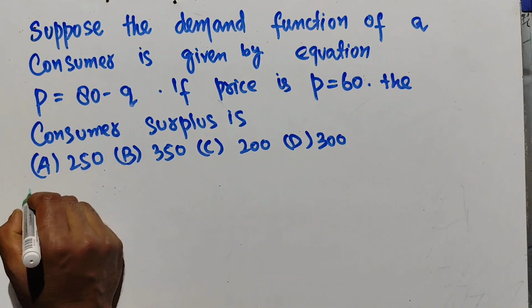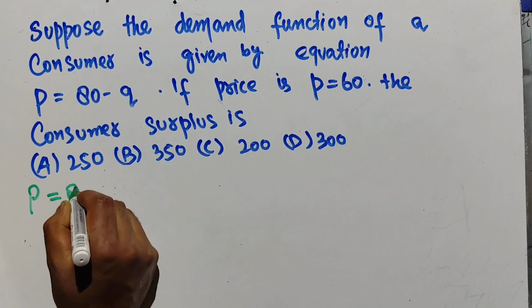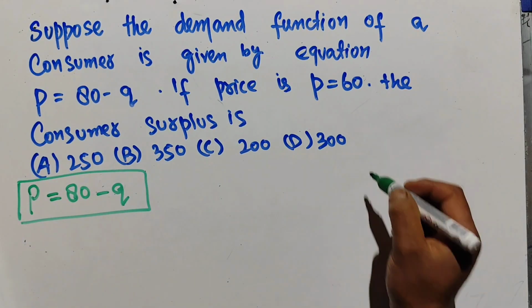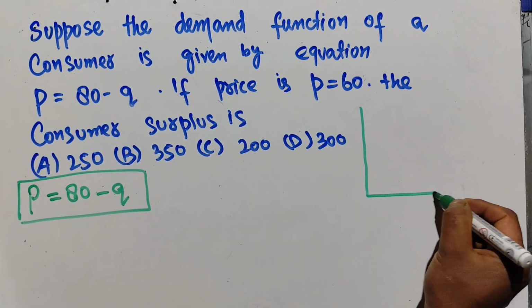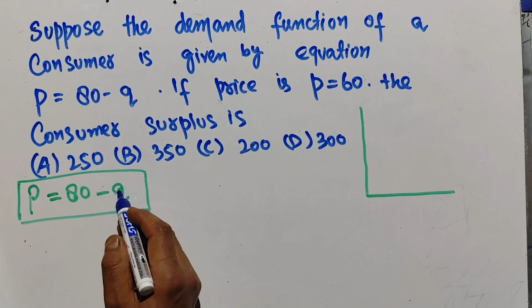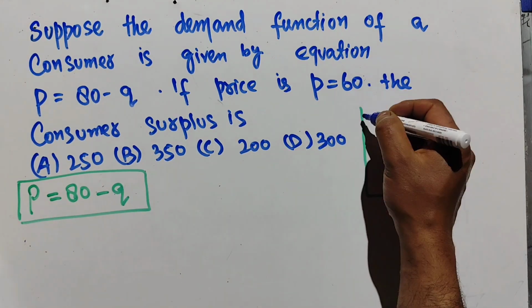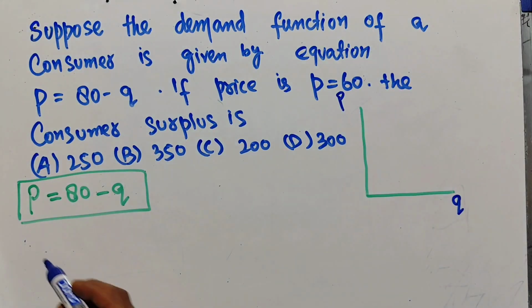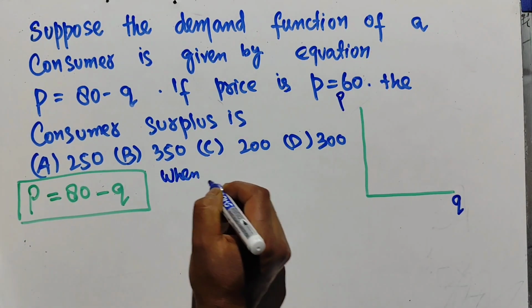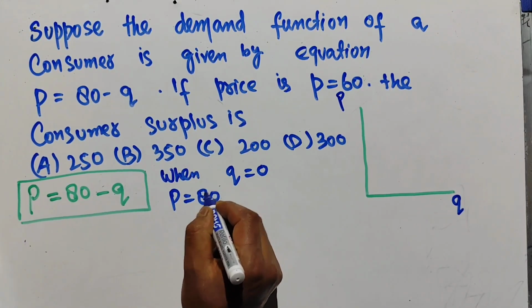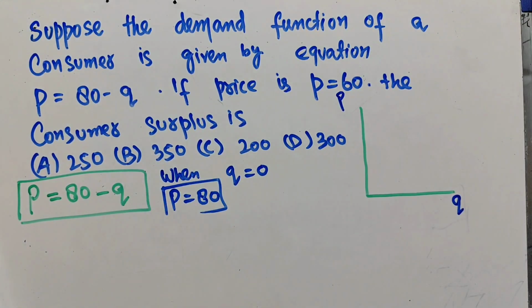Okay, so given the demand function is P is equal to 80 minus Q. This is our demand function. So let us first draw its graph here. We can solve this question without using the integration. So when Q is equal to 0, P will be equal to 80. So let us denote Q on the horizontal axis and price on the vertical axis. When Q is equal to 0 in this equation, P will be equal to 80. And this is downward sloping, obviously, because Q is negative here.